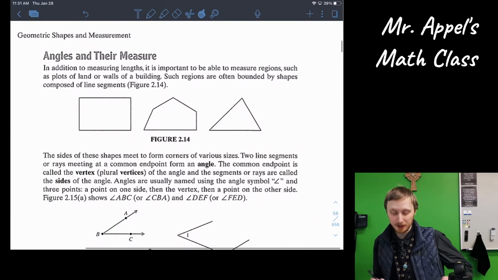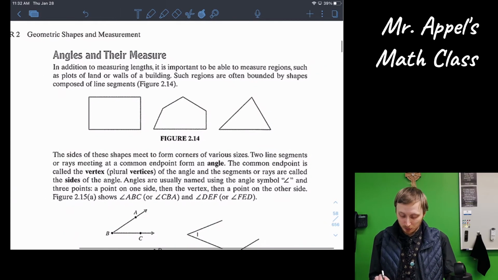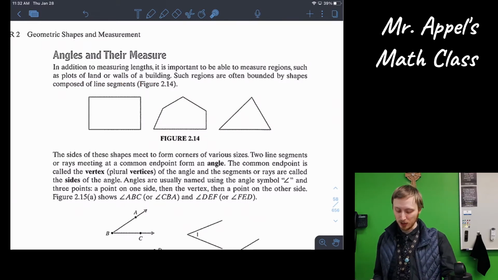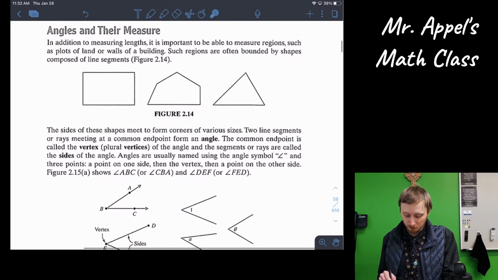All right, and finally we have angles and their measure. In addition to measuring lengths, it is important to be able to measure regions such as plots of land or walls of a building, right? The most practical direct application of geometry. Such regions are often bound by shapes composed of line segments. Here's a few. The sides of these shapes meet to form corners of various sizes.